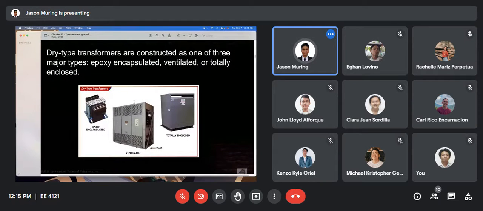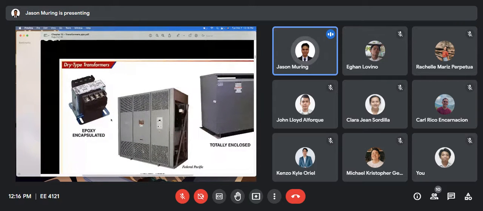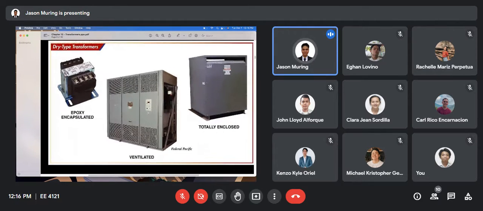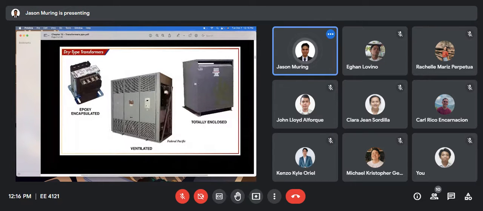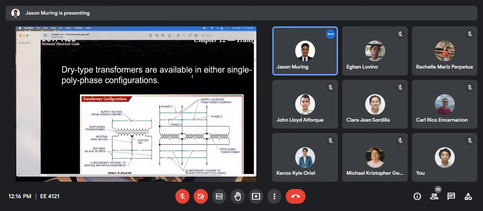Transformers can also be constructed using dry type, meaning there's no insulating oil inside. Therefore, we call it a dry type transformer. It could be epoxy insulated, or it could also be ventilated like this, just the open wiring of the windings, but with different vents for the flow of air, so that it serves as its cooling. Since it doesn't have oil, it doesn't have a cooling system.